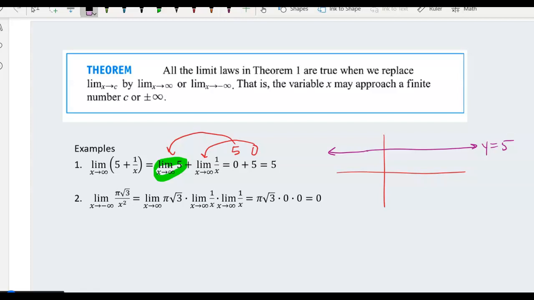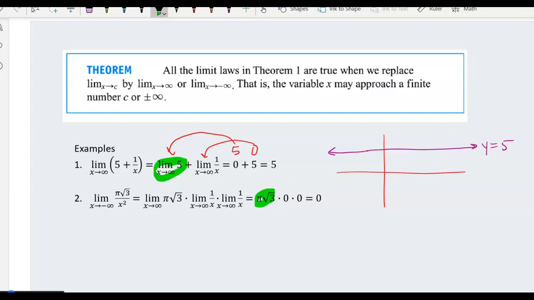Looking at the second function, we've got pi times the square root of 3. That's also a constant function. Pi is a number, square root of 3 is a number. So when we evaluate that at infinity, we're still going to just get the function value as the output.